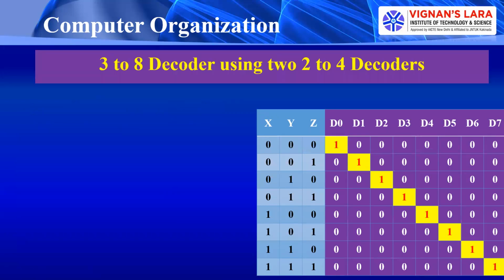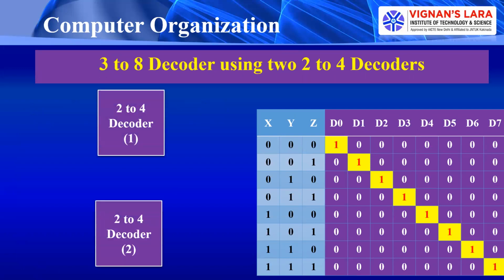Next, 3 to 8 decoder by using 2 to 4 decoders. That means making a higher order decoder by using lower order decoders. My decoder has 8 outputs, so I will take 2 to 4 decoders, because each decoder has 4 outputs. So I need two decoders of the same type, each having 4 outputs. So two fours are 8 outputs. See here, friends, this is one 2 to 4 decoder, and this is another 2 to 4 decoder.